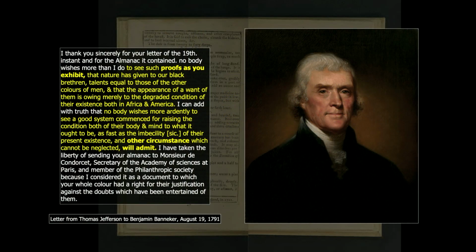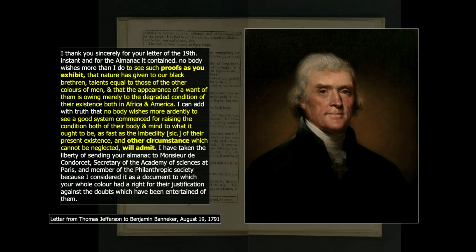Now, within 10 days, Jefferson responded to Banneker. The Secretary of State expressed his gratitude for Banneker's letter. In contrast to his earlier well-known postulation in Notes on the State of Virginia that Blacks were naturally inferior, a position abhorred by abolitionists like the Ellicott brothers and their fellow Quakers, Jefferson wavered based on, quote, "proofs you exhibit that nature has given to our Black brethren talents equal to those of the other colors of men, and that the appearance of a want in them is owing merely to a degraded condition of their existence, both in Africa and America," end quote.